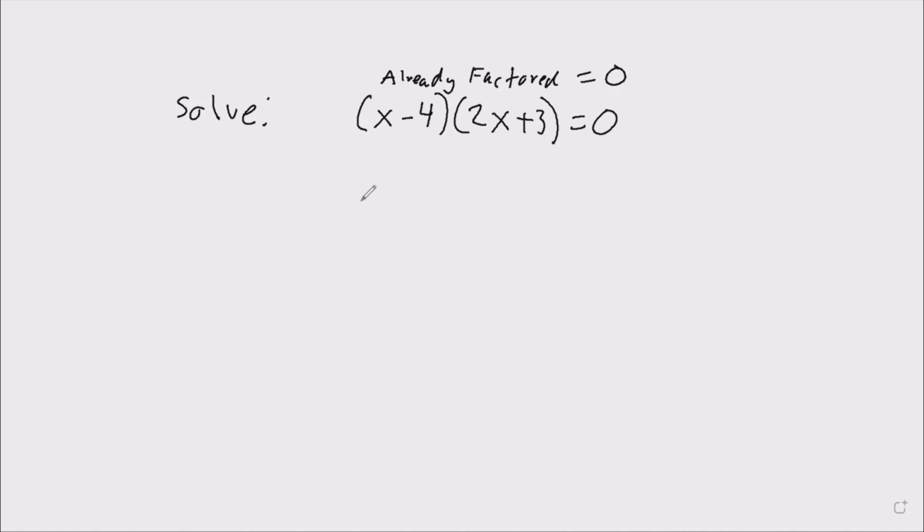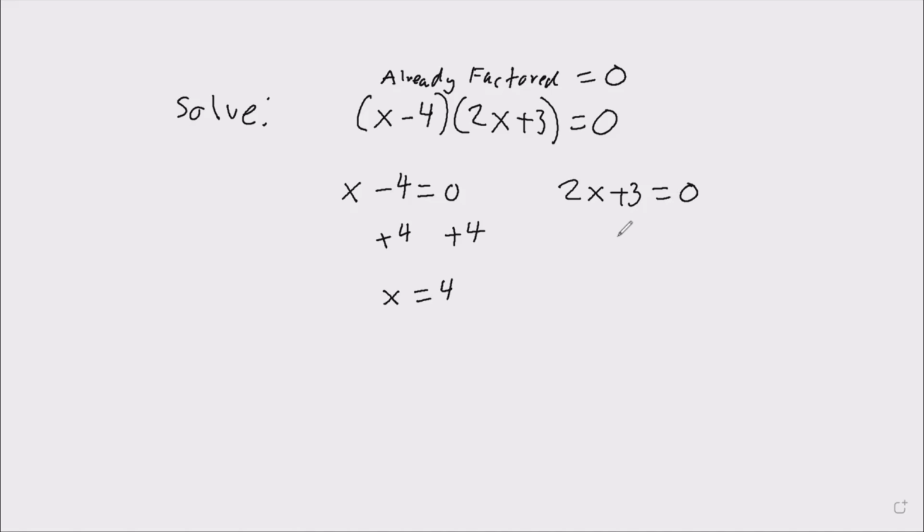When this is the case, we are going to set each factor equal to 0. So we have x - 4 = 0 and 2x + 3 = 0. Now solve each equation individually. To solve this first equation, we add 4 to both sides and get x = 4.